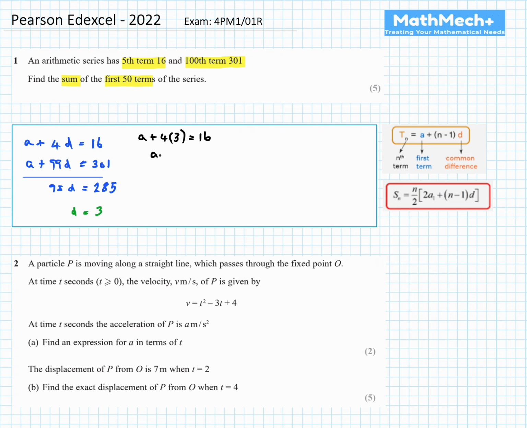We plug it into our first equation. It doesn't matter which one you pick. So a is 4 and d is 3. From there, we have enough details to do our sum. So find the sum of the first 50 terms. In this case, 50 is n. And again, 49 was our 50 minus 1, n minus 1. Plug it into your calculator, that's your answer.